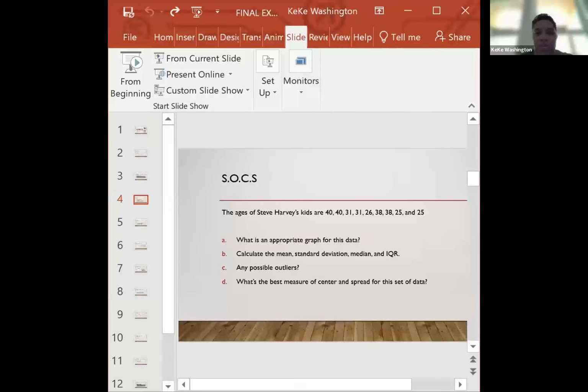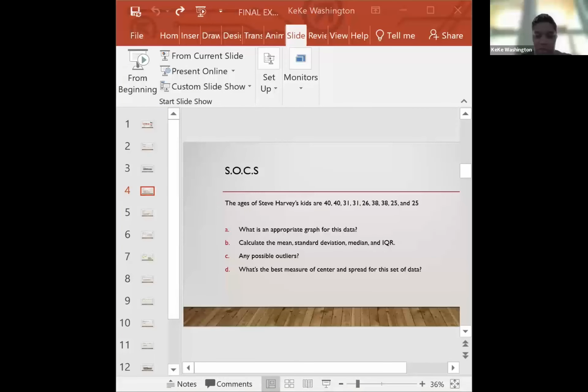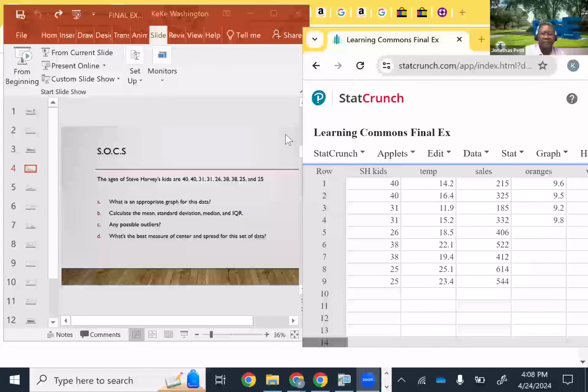All right, so we're going to see if we can split the screen here. You can see everything at the same time. I'm sure you guys can see. Can you see both? The PowerPoint as well as StatCrunch? Well, it's only the PowerPoint. Okay. All right, let's try this. Yes. All right, so we have both.